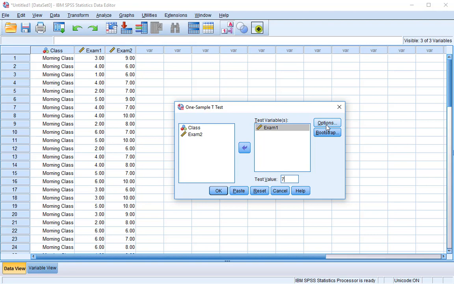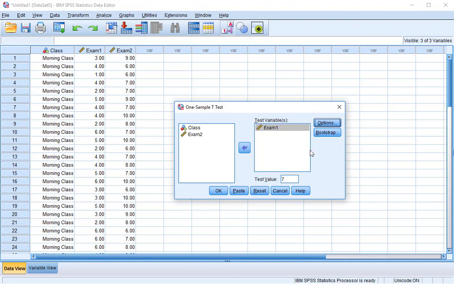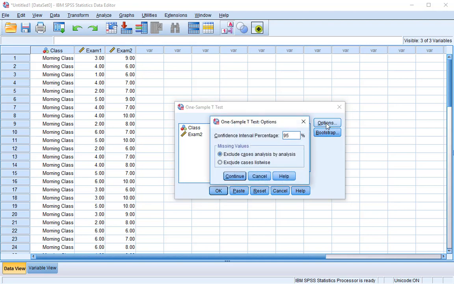So under options, we see confidence interval percentage. This is where you can adjust your alpha level. Your alpha level is a type 1 error, making a false positive. Go ahead and hit continue. Alpha is currently set at 0.05. If you want something more strict, you just automatically adjust the confidence interval because confidence interval is 1 minus alpha. So we have 1 minus 0.05, which gives us 0.95. We multiply that by 100, giving us 95%.